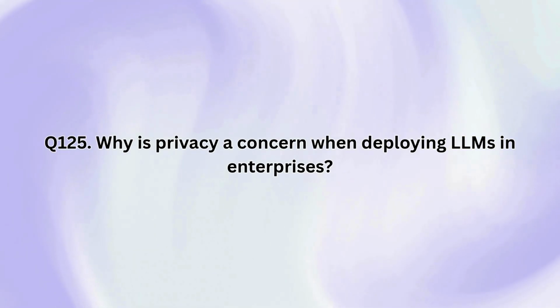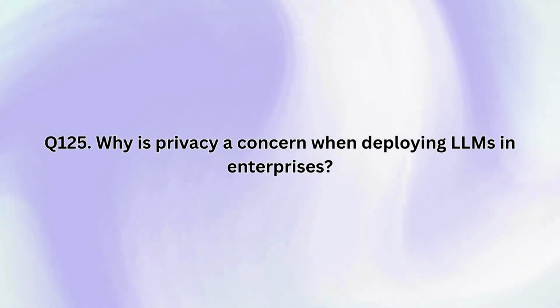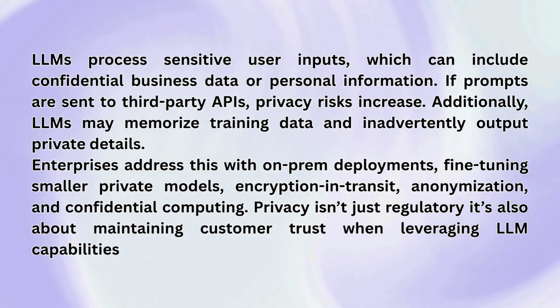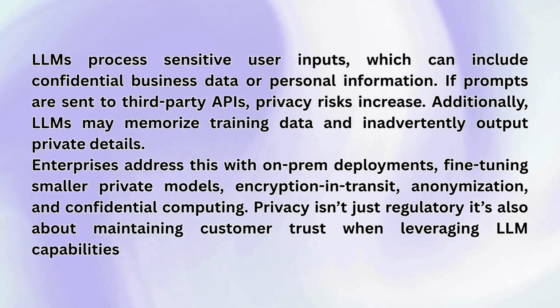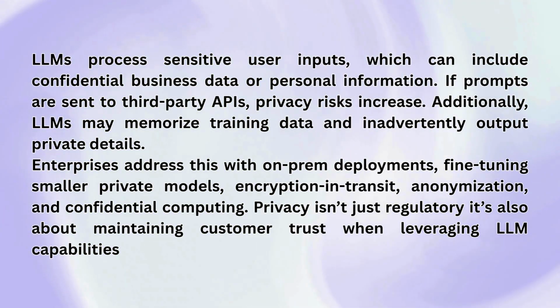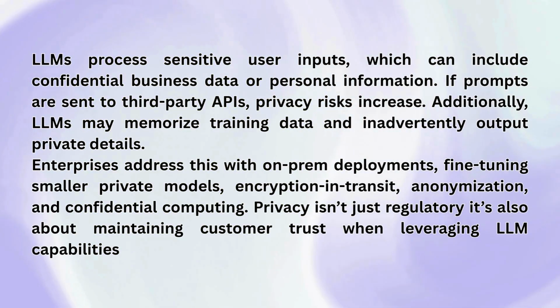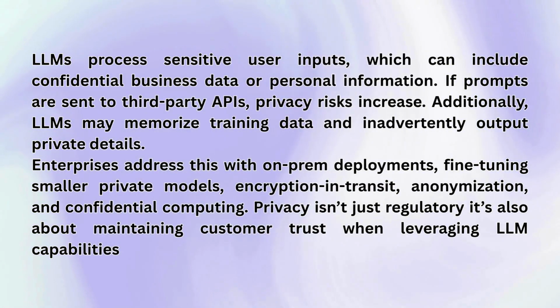Why is privacy a concern when deploying LLMs in enterprises? LLMs process sensitive user inputs, which can include confidential business data or personal information. If prompts are sent to third-party APIs, privacy risks increase. Additionally, LLMs may memorize training data and inadvertently output private details. Enterprises address this with on-prem deployments, fine-tuning smaller private models, encryption in transit, anonymization, and confidential computing. Privacy isn't just regulatory, it's also about maintaining customer trust when leveraging LLM capabilities.